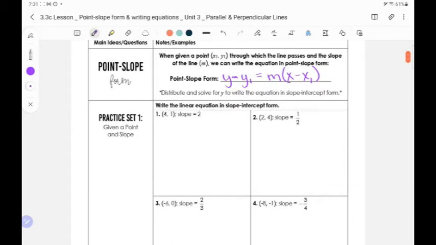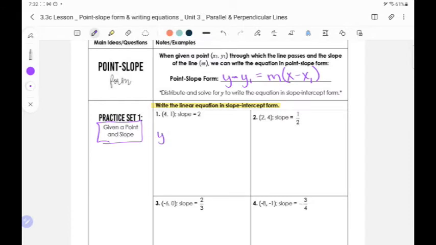So then there's a little asterisk here. It says distribute and solve for y to write the equation in slope-intercept form. Let's just look at some examples. The directions are here. Write the linear equation in slope-intercept form. Here, notice that we are given a point and a slope. So we're just going to use this formula, point-slope form.